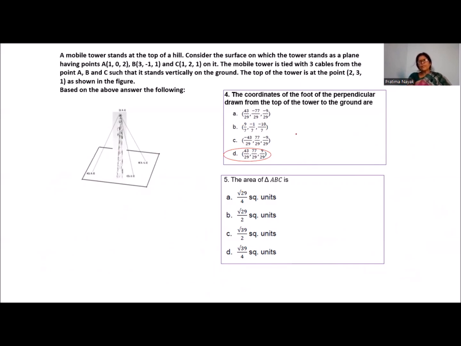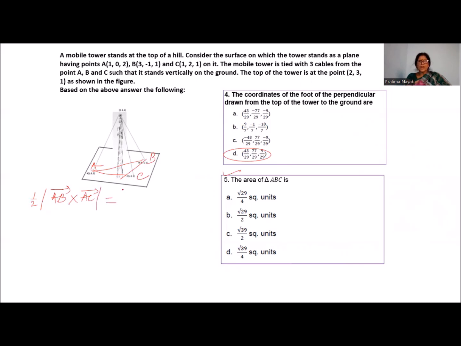So in comparison to 4, this fifth question is easier and short. So if you have to attempt 4 parts, I'll suggest you to go for 5 instead of 4, because here I will apply the area of triangle ABC is equal to half AB cross AC.